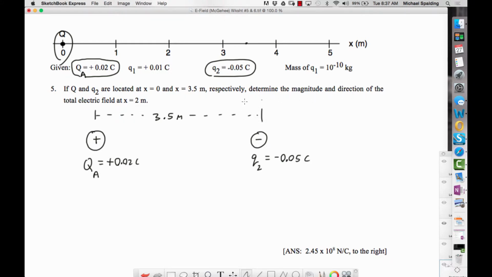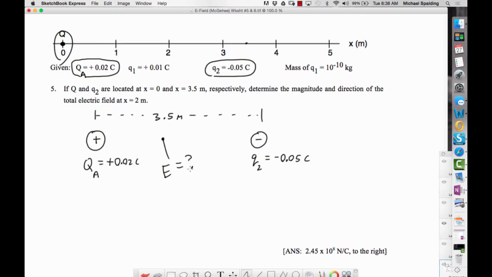Okay, determine the magnitude and direction of the total electric field at X equals 2, which would be, I don't know, right around in here, a little bit before the midpoint. Okay, so we're finding the total electric field at this point right here. Now, first thing you got to do is you got to realize that electric fields are vectors.